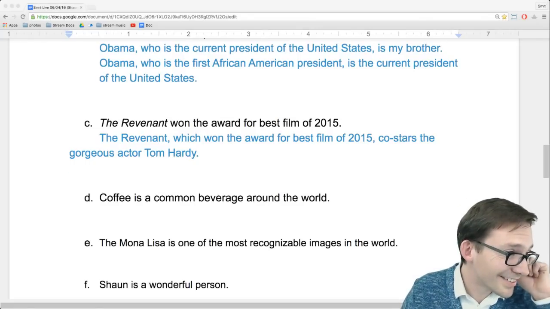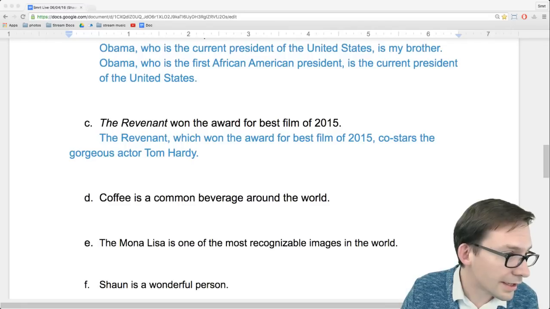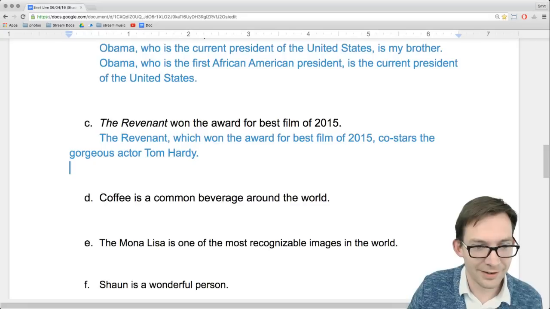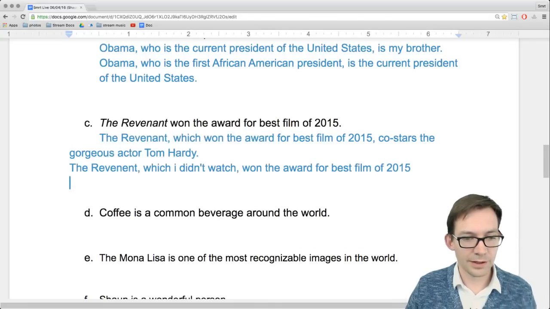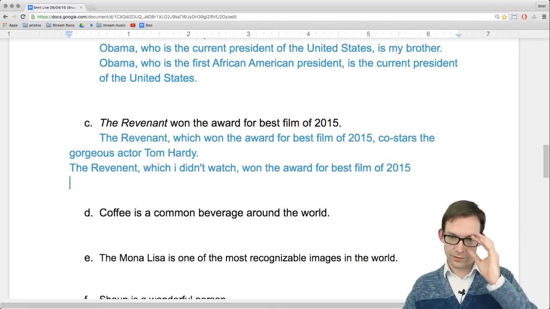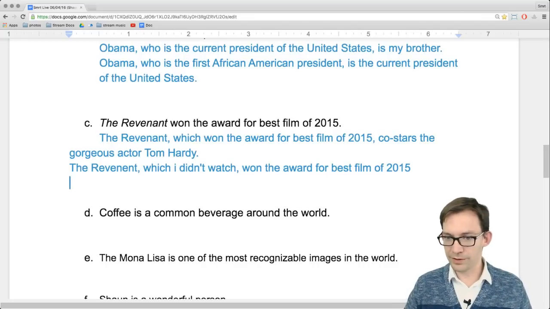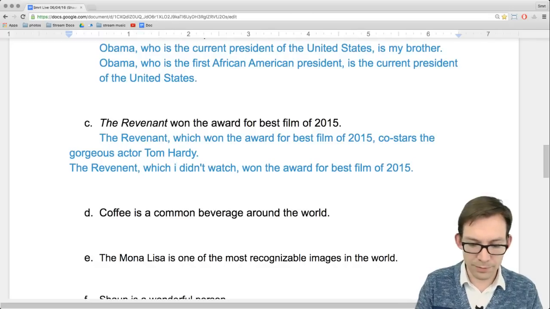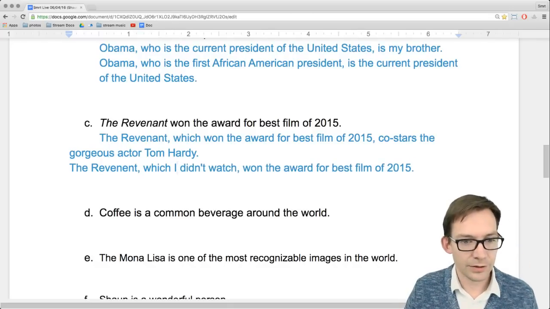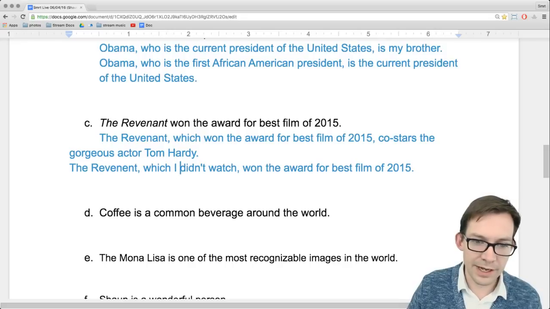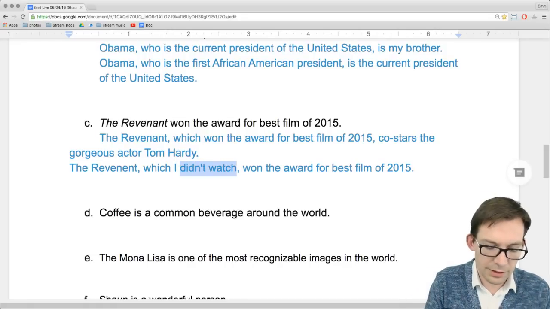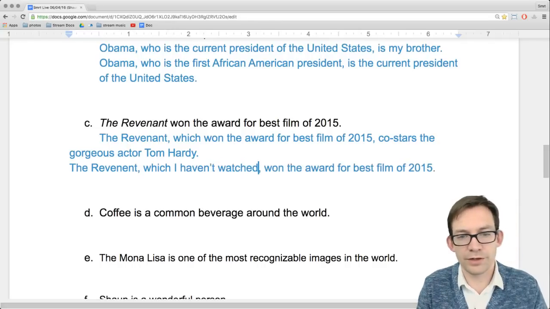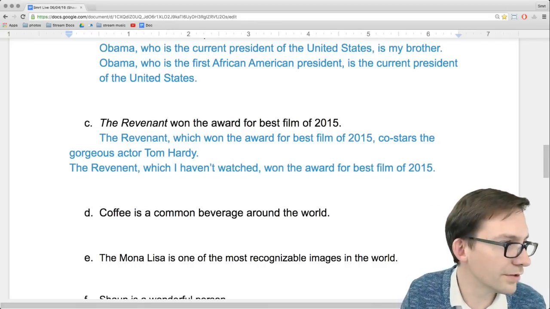So we got Lex L. I'll put yours up here. All right, The Revenant, which I didn't watch, won the award for best film of 2015. That's good. Yeah. Just always make sure when you're using the I pronoun to capitalize it, okay? Which I didn't watch. I might even say, rather than didn't watch, maybe I would say haven't watched, because you may possibly still watch it. Who knows? All right, this is good.